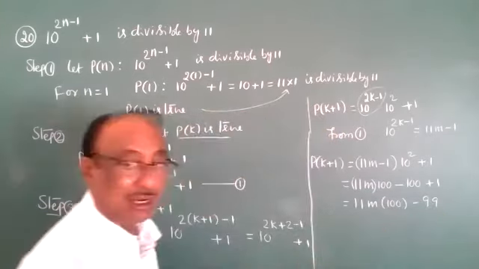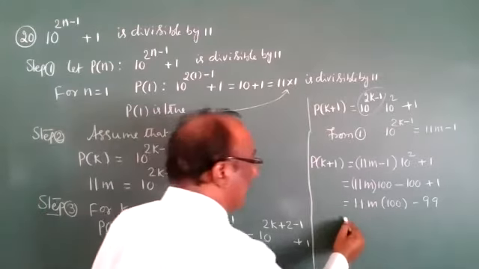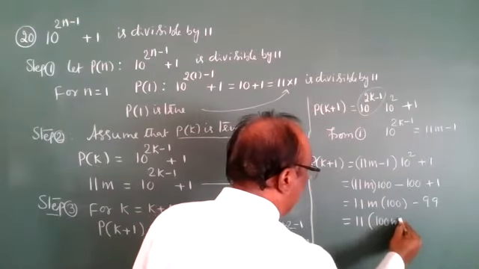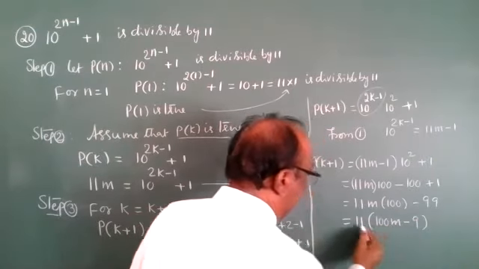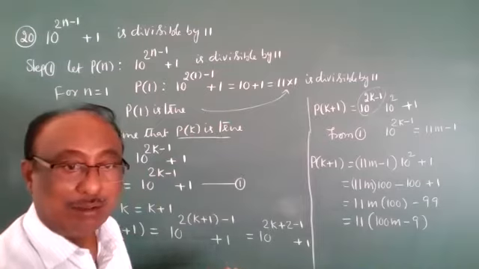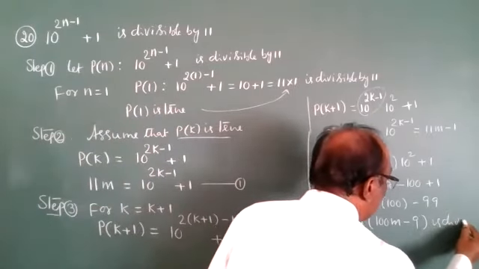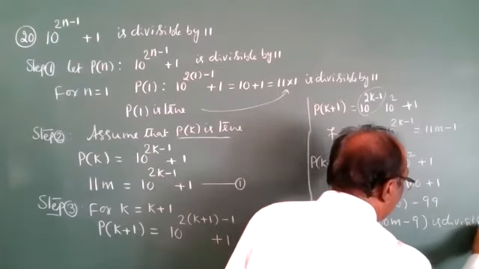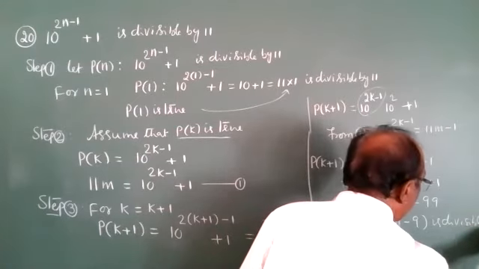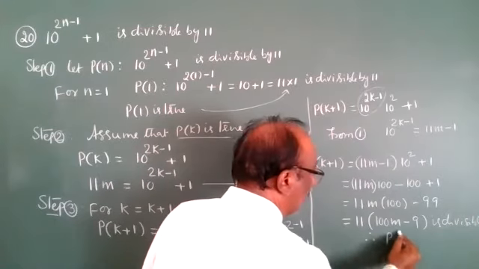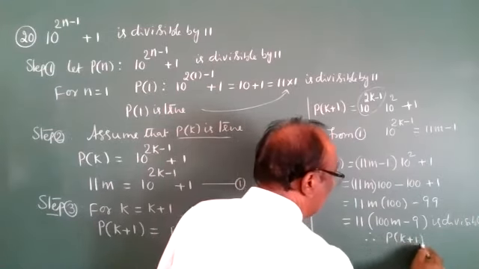In these two terms, what is common? 11 is common. 11 into (100m minus 9). So 11 into some number means it is divisible by 11. Therefore, P of k plus 1 is true.